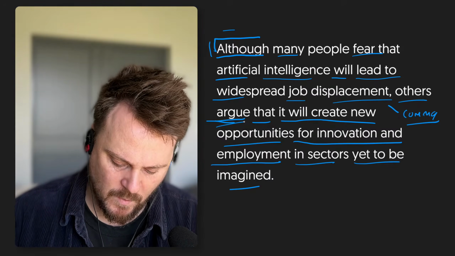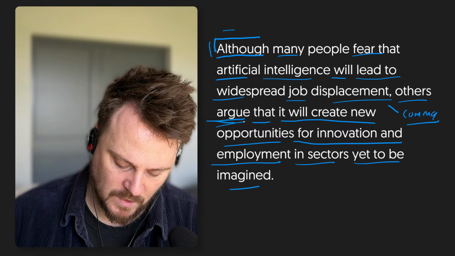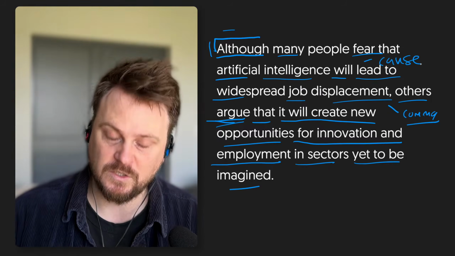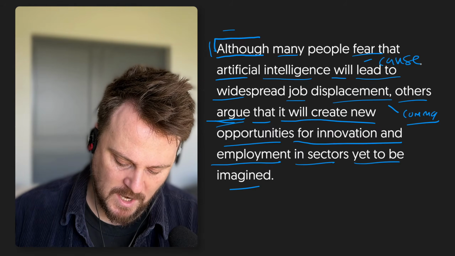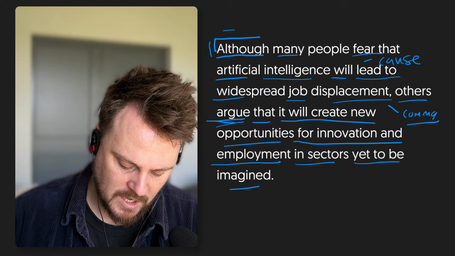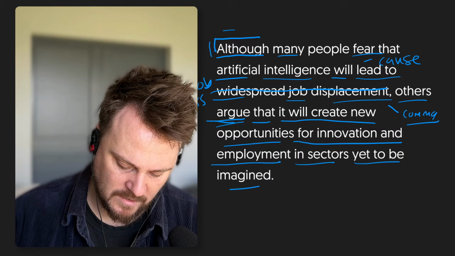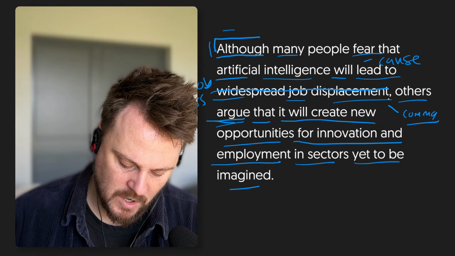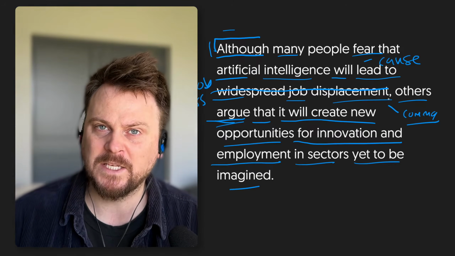Others argue what? Well, I can start to simplify words. Although some people fear that artificial intelligence will, maybe I change lead to cause. Just play around with this and sort of notice the structure. See if you can simplify words. Widespread job displacement, kind of a long way to say job loss, and just cross that whole thing out. Then keep the comma. So, although many people fear that AI will cause job loss. Okay, well, that's simpler, but I haven't changed the structure. That's the same basic thing, right?